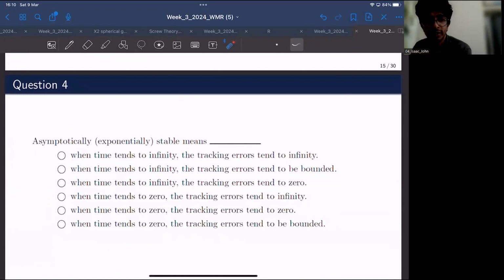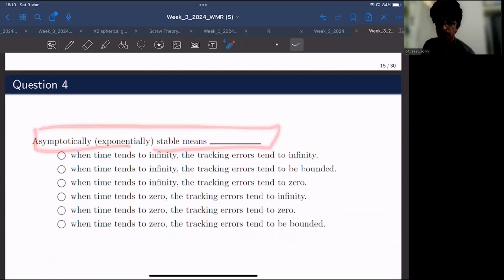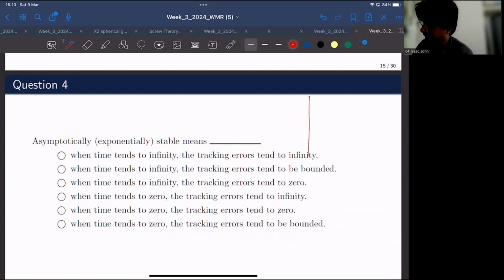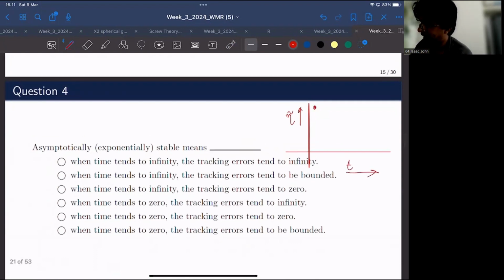And moving on to question 4, what does asymptotically or exponentially stable mean? As we have covered during the design of closed loop kinematic and dynamic control, if initially you have an error, and I plot this axis as the error axis and this as the time axis, and as time progresses you see that the error is asymptotically tending to zero, this is what we call asymptotically stable. It should tend to zero.